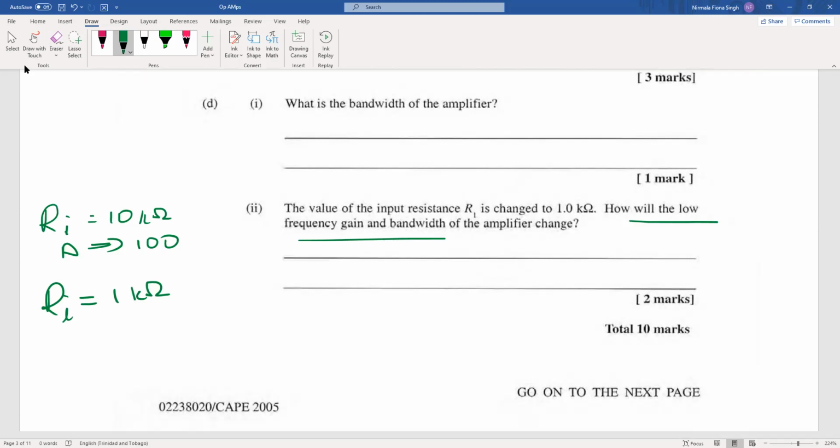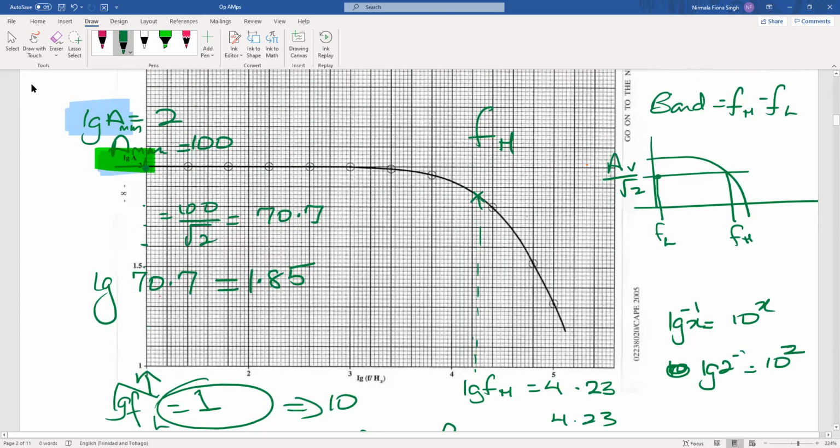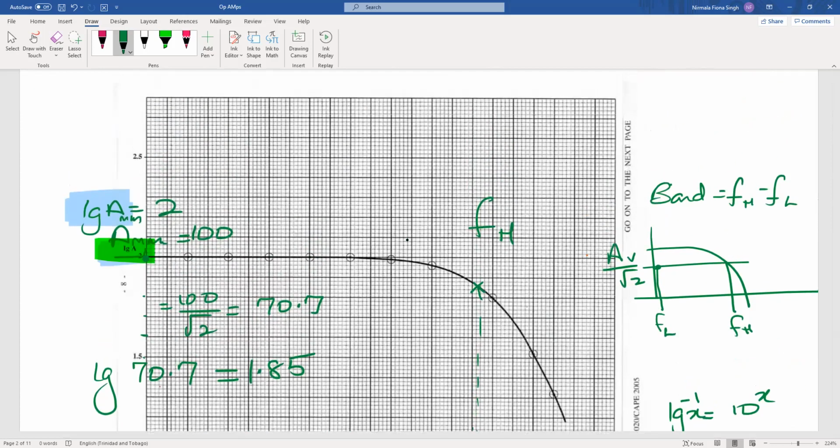So what we can work out now, we're going to realize if our input resistor is now 1 kilo ohm, our feedback resistor was still 1,000. So that means our gain is going to be 1,000. So our gain will increase. And how will our bandwidth change? If our gain was 1,000, let's just read here. All right, if our gain was 1,000, we would have ended up getting, let's just use some imagination here.